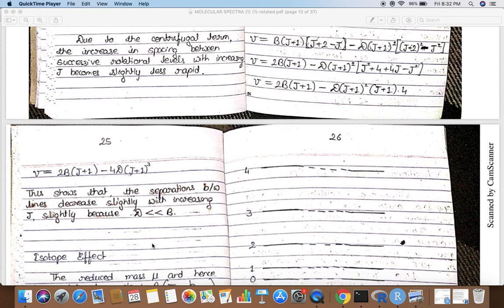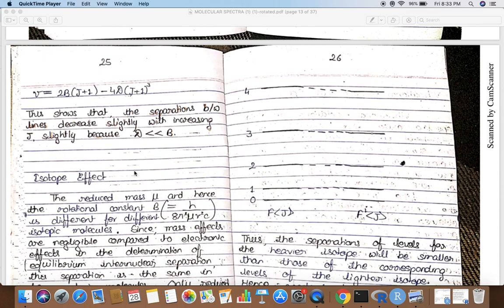This shows that the separation between lines decreases slightly with increasing J, because D is very much less than B. Once J is very high, this quantity will be sufficiently high. As this is a very low value, because D is very small compared to B, it is negligible for the lower energy levels. Now this is the rigid rotator and the non-rigid rotator. Now another effect, that is the isotope effect.